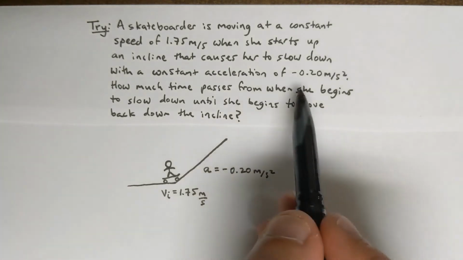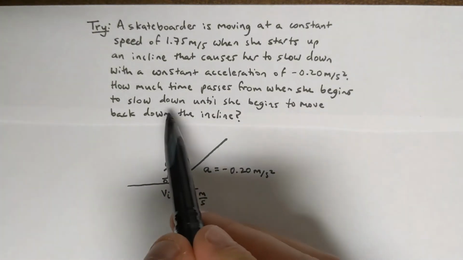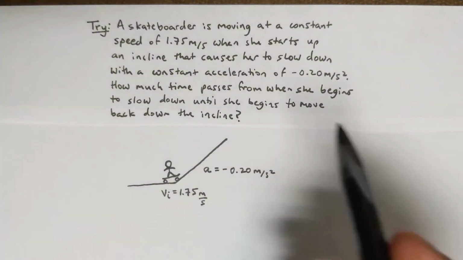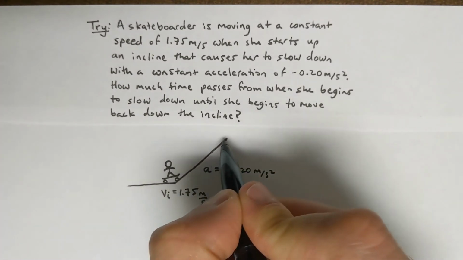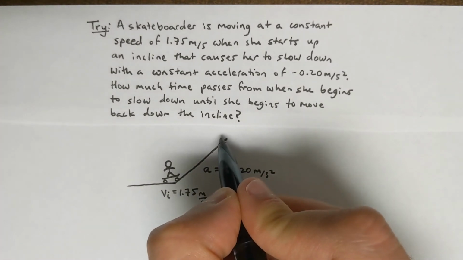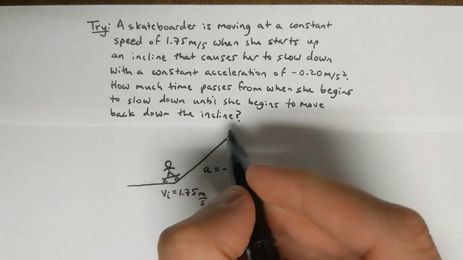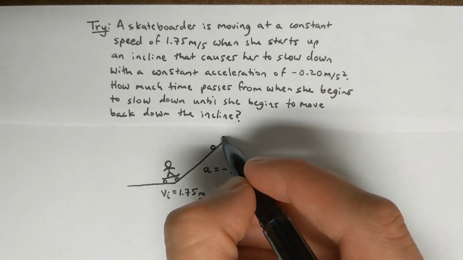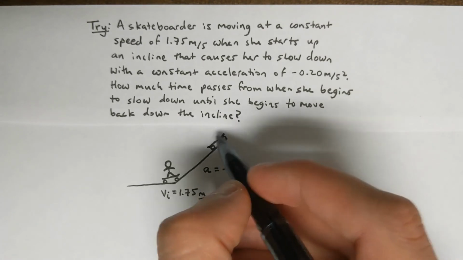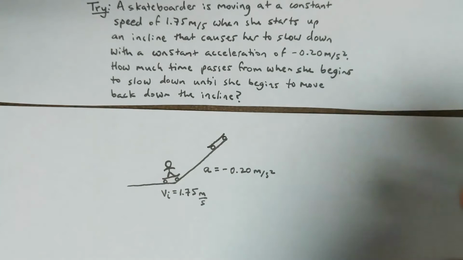And then, how much time passes from when she begins to slow down until she begins to move back down the hill? So we want to know when she gets to the very top of the ramp and then slows down until she stops moving for an instant and then starts speeding back down the hill. This is our ending point. This is where our final position is going to be, when she's at the very top of the ramp and she's just starting to turn around to fall back down the hill.